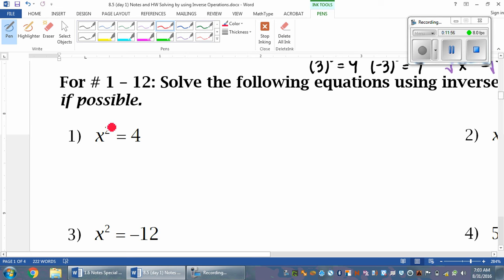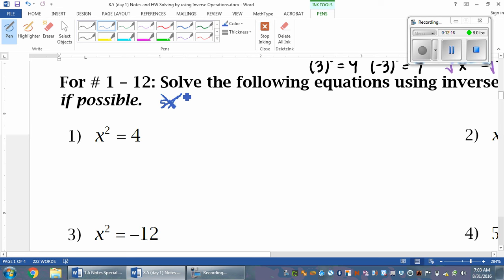Notice I have a quadratic term, and when it's just a number, there's no variable, no letter attached to that number, it's a constant. So there is no linear term. Remember, a linear term would look like this, 5x, anything that has an x to the first attached to it. But since there is no linear term, we're going to do the square root method.